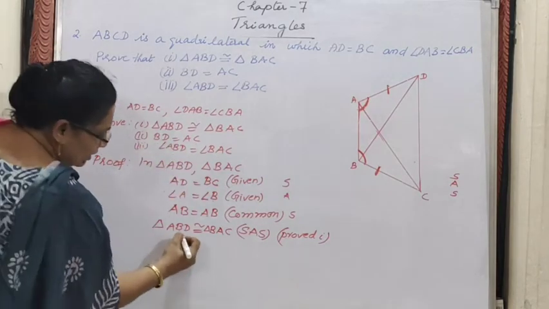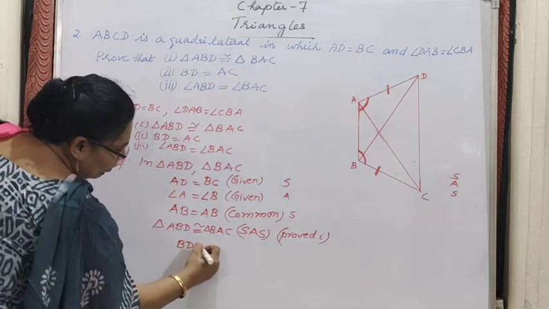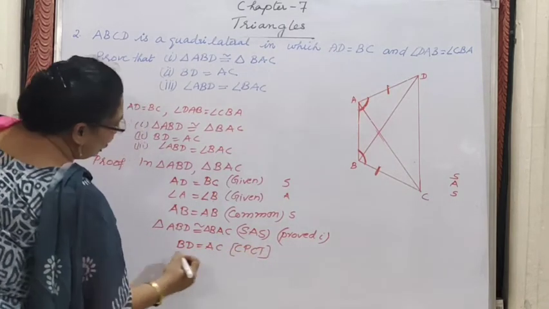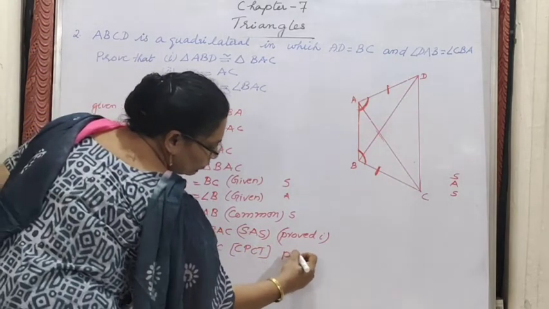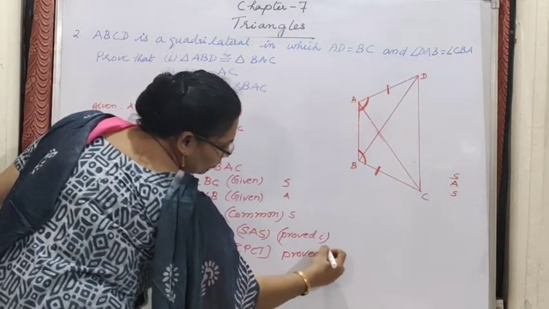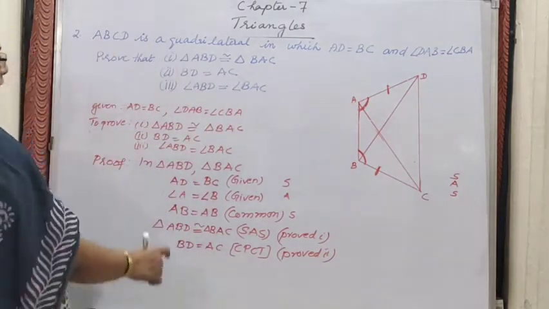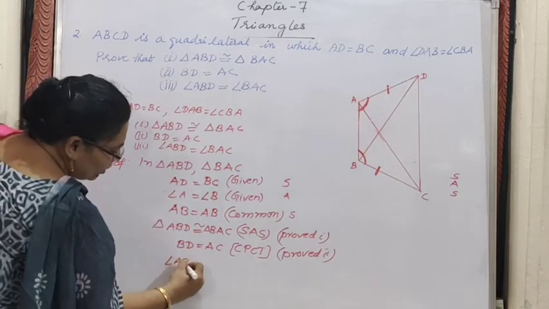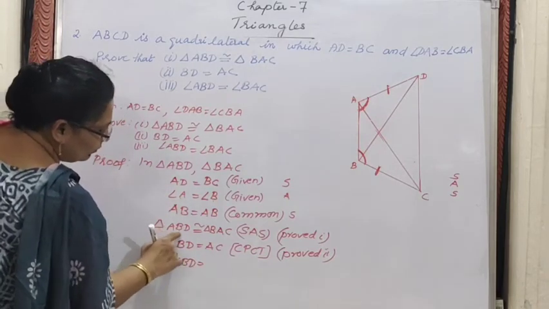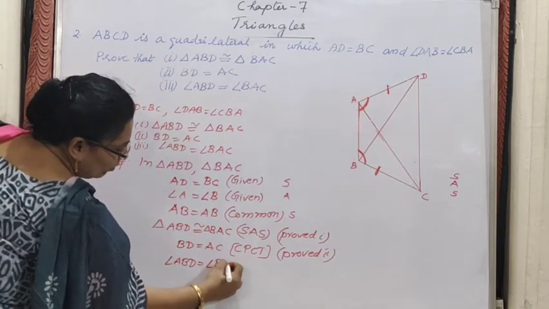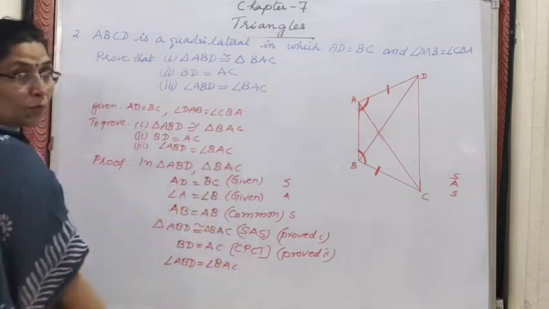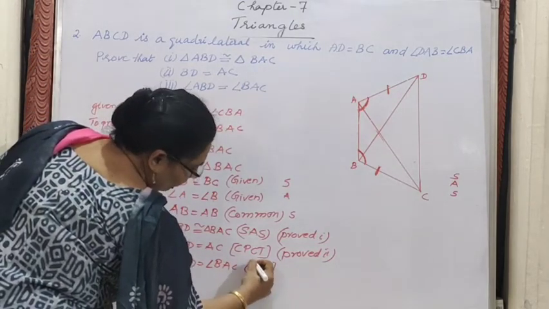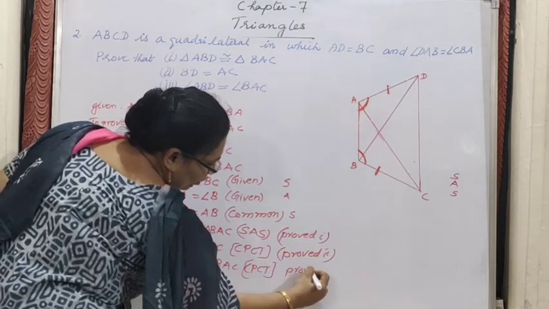Okay. Now what is the next part? BD equal to AC. See that BD equal to AC. Yes, by CPCT. Okay, proved 2. Right? We got the second part. Now what is the third one? Angle ABD, the same order only, so it is easy for us. Angle ABD equal to angle BAC. Check that only we need now for proving. So angle ABD equal to angle BAC, again the same reason, CPCT, and we should write here proved 3.